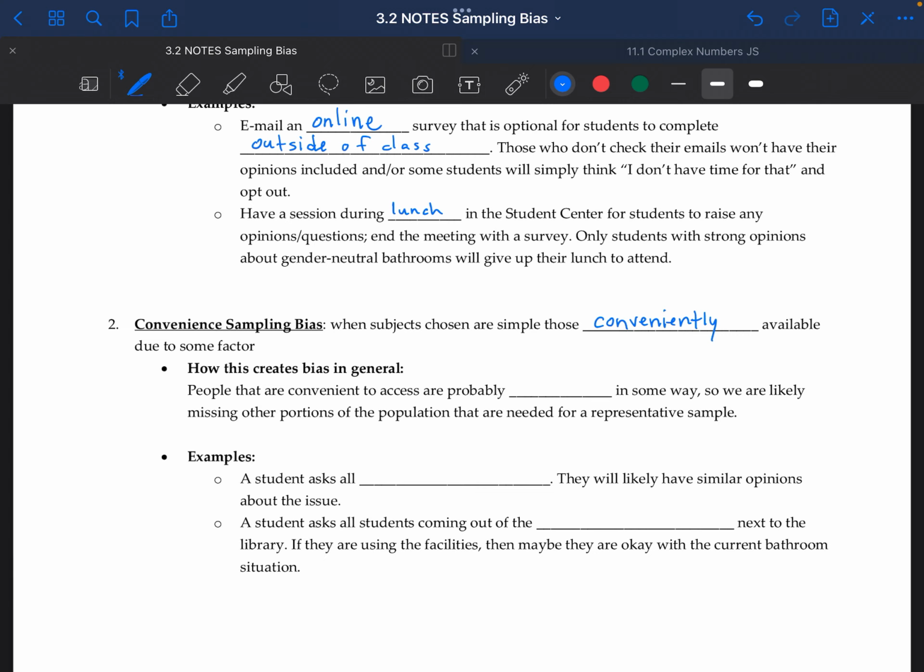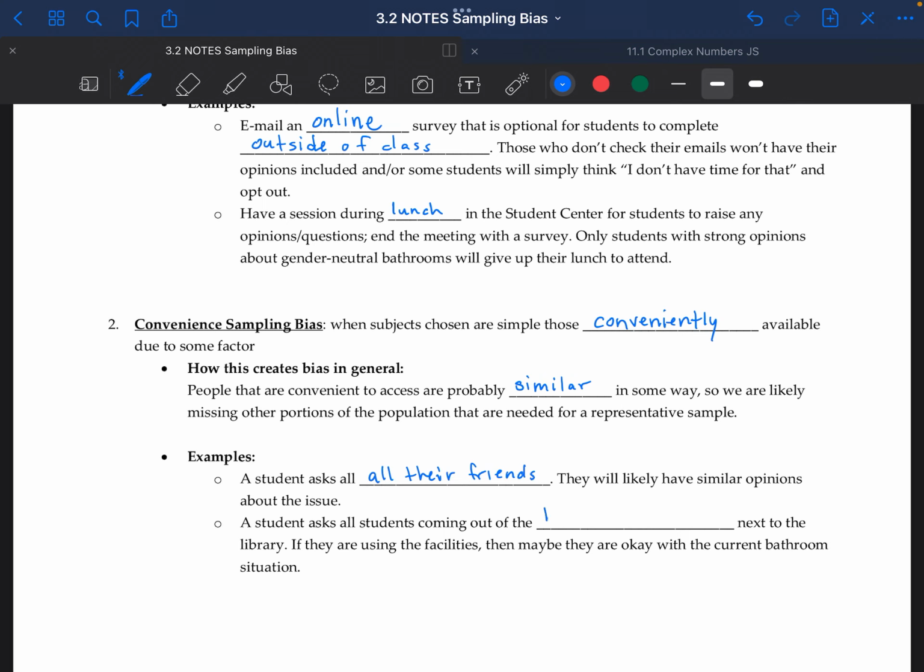So how does this create bias? Sometimes when people are convenient to access, they have the same opinions as each other. For example, a student asks all their friends. Well, there's probably a good reason they're hanging out with each other. They probably have similar views on things. So if you ask all of your friends, and you're really passionate about it, there's probably a chance that they're passionate about it too.